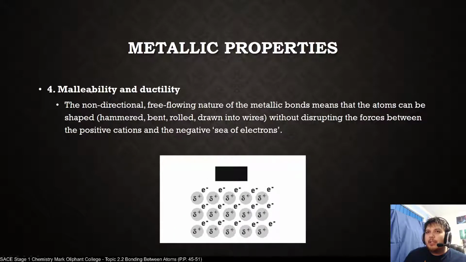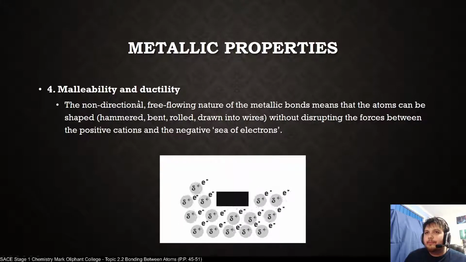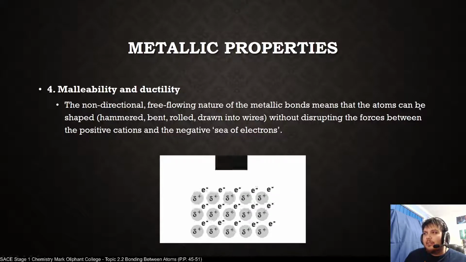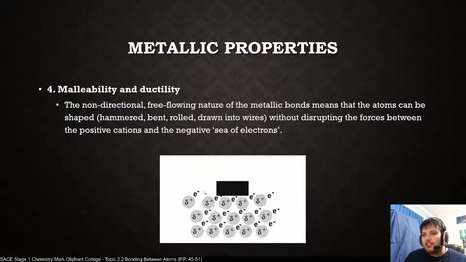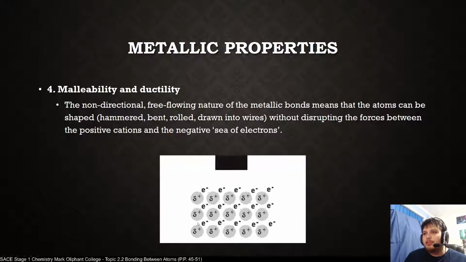And fourth, we have malleability and ductility, or being ductile. The non-directional, free-flowing nature of the metallic bonds means that the atoms can be shaped. Non-directional means that each one of these cations is going to be attracting electrons in all directions. And it's free-flowing because this electron can be on any side of this cation and they're still going to be attracted.